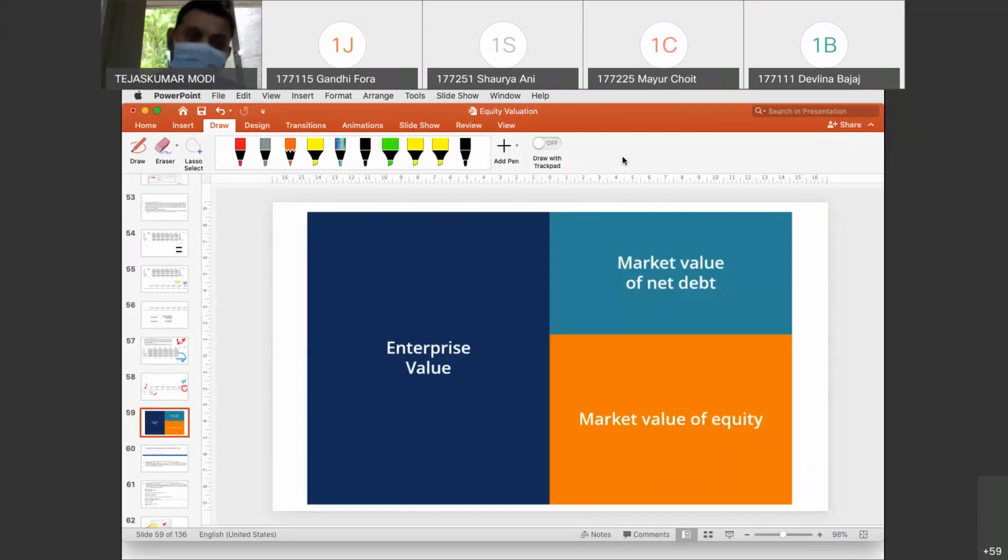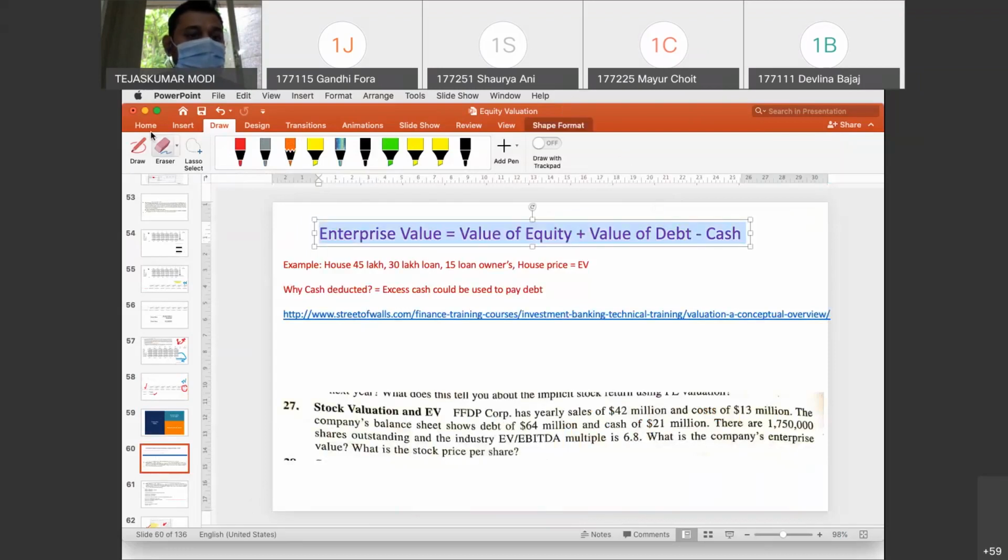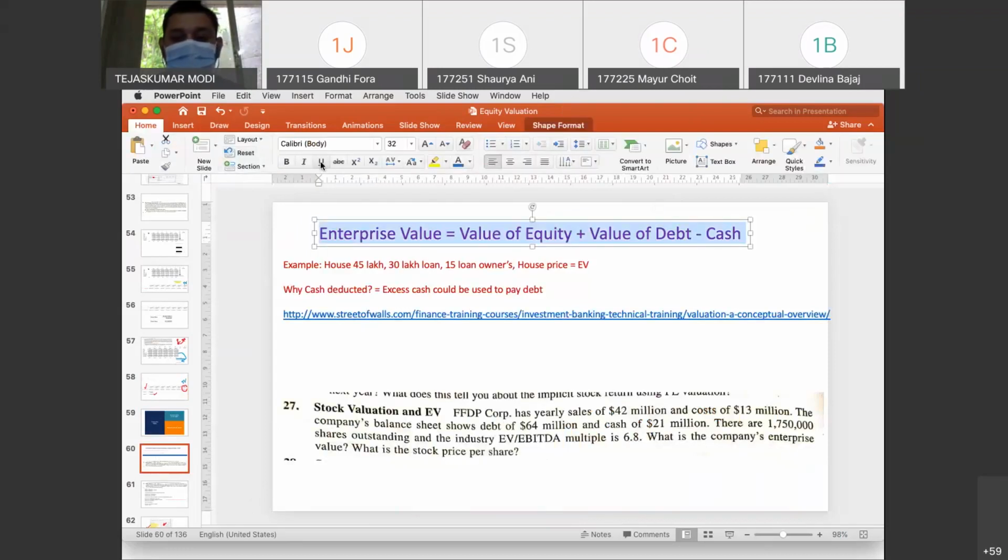I had shared some reading on this, beta, please. Why should I minus cash, please? I will just show you the formula. This is the formula. What is the logic behind deducting the cash? Yes.